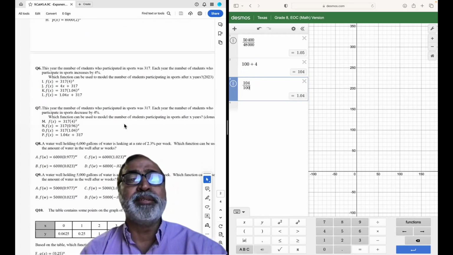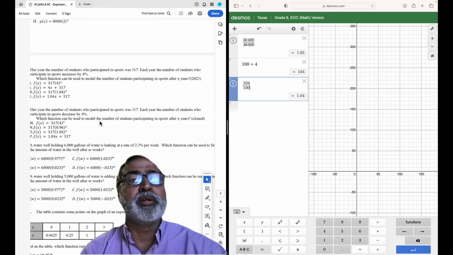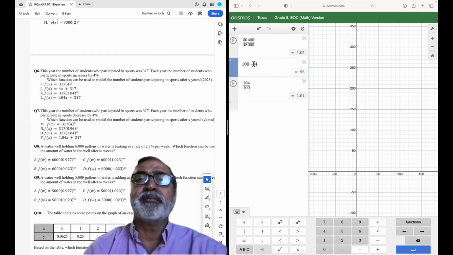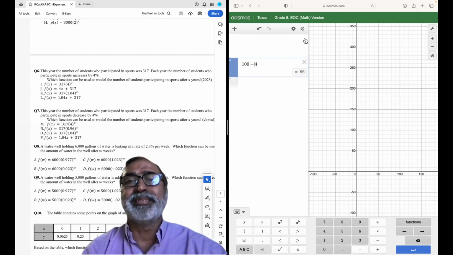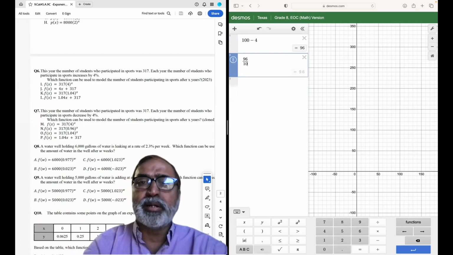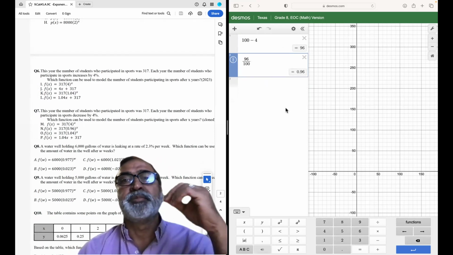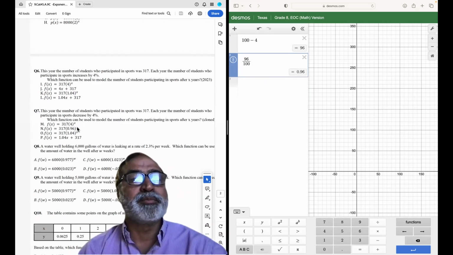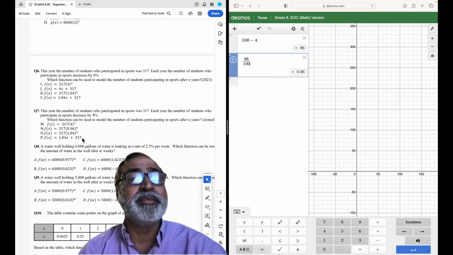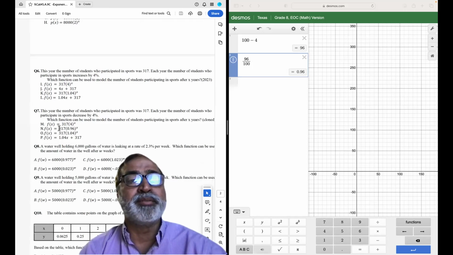If you look at number 7, it says model student participation after x years decreasing by 4%. Remember, when it comes to a decrease, you subtract 4 from 100 because of the decay function, and then you divide by 100 to get the decimal, so 0.96. We know an exponential function has to have x as an exponent, so answers M, N, and O are possible. P is linear, an mx plus b function, so it's not P. It's one of the others, so 0.96 is your N. N is your answer.